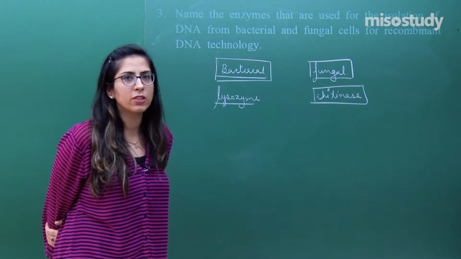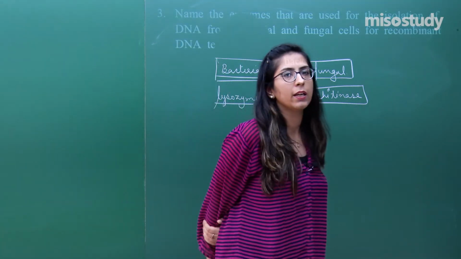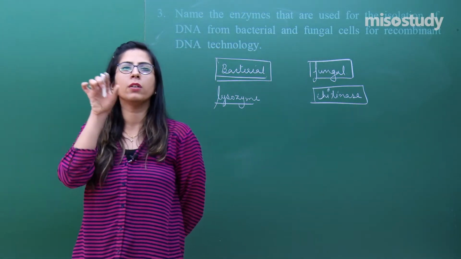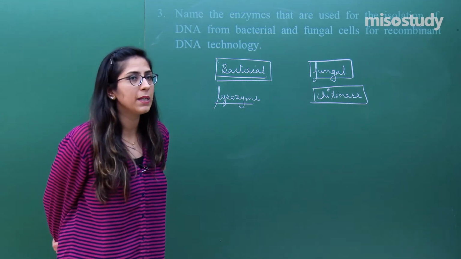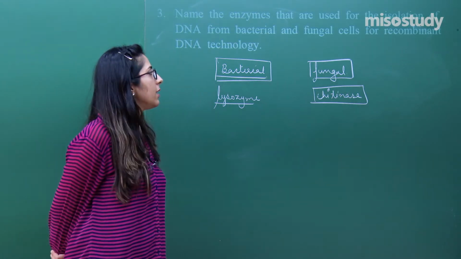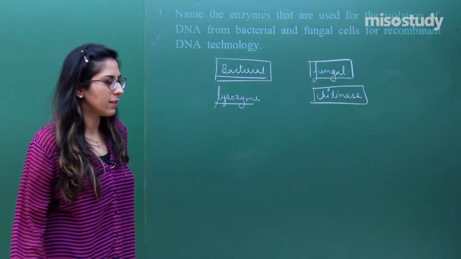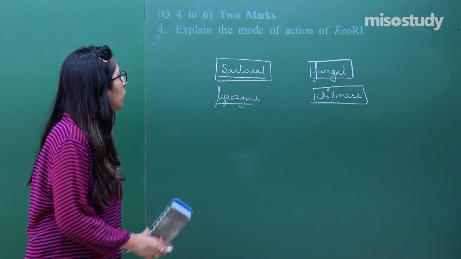Also, when we have to isolate DNA, first of all the outermost coat should be removed, and that is digested with the help of lysozyme in the case of bacteria, and chitinase enzyme in the case of fungus. Now let us move forward with the 2 marks questions.